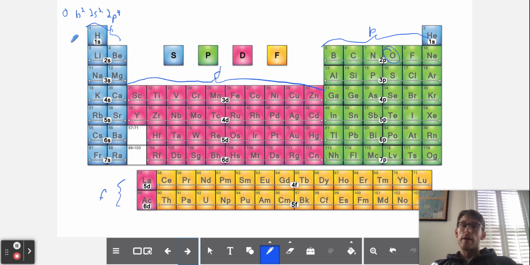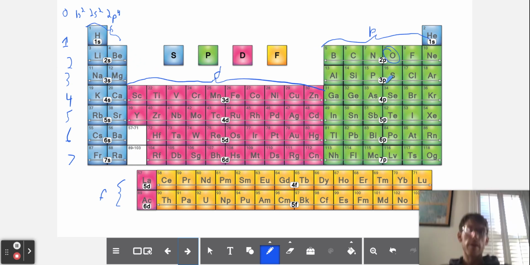Now, if you look at the period number, period 1, 2, 3, 4, 5, 6, and 7, the period number corresponds with the S and the P that are being filled. So in the second period, you can see the 2s and the 2p are filled. In the third period, we have the 3s and the 3p that are being filled. In the case of the D block, it's always the period number minus 1 that we're dealing with. So I'm going to write a little n-1 here as a reminder.